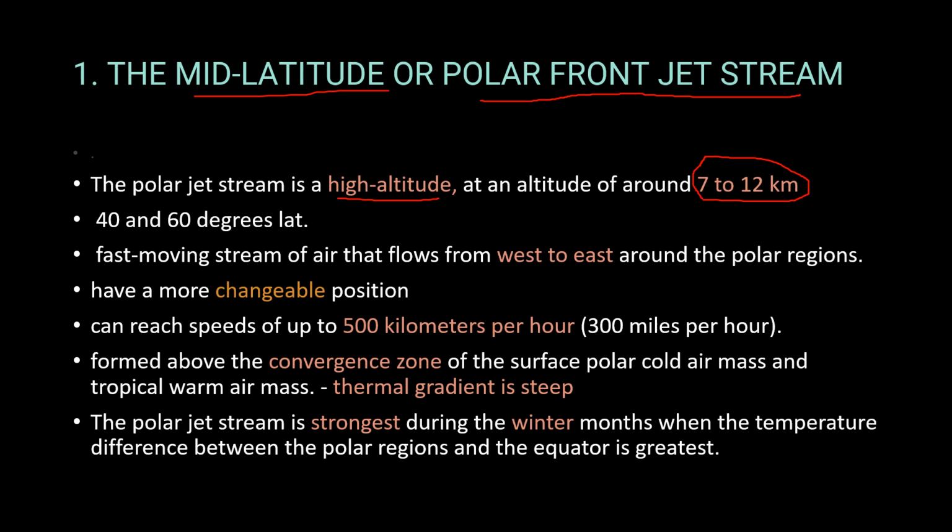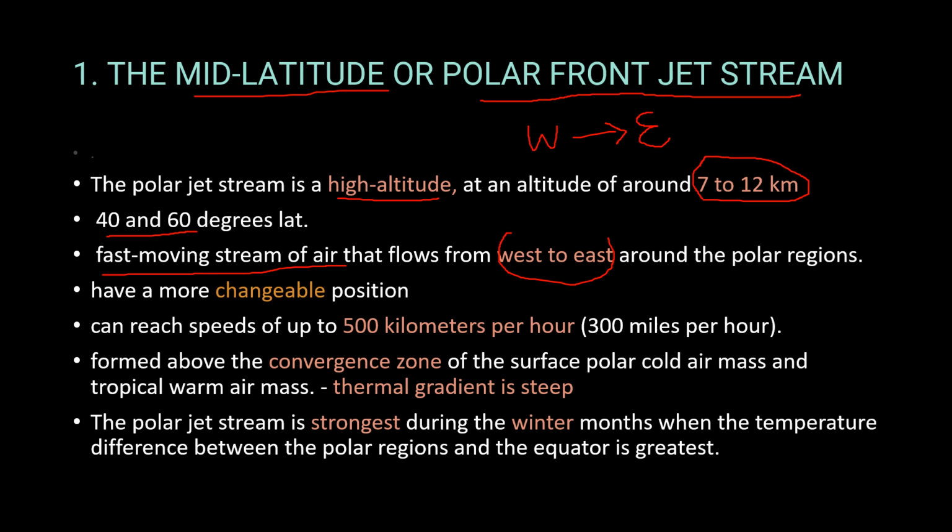That means it's situated between the latitudes of 40 to 60 degrees. These are fast moving streams of air that flow from west to east. These mid-latitude or polar jet streams flow from west to east around the polar region.